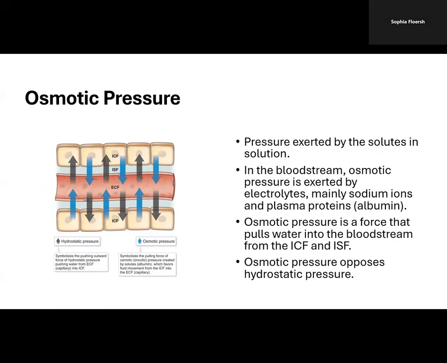By far, this is probably my favorite picture that shows osmotic pressure. It's the pressure exerted by the solutes in solution in the bloodstream. Osmotic pressure is exerted by electrolytes, mainly sodium ions, and proteins, like albumin. Osmotic pressure is a force that pulls water into the bloodstream. So you see how it's pulling it in from the intercellular fluid and the interstitial fluid. Osmotic pressure opposes hydrostatic pressure. You see how hydrostatic pressure is pushing outwards, and osmotic pressure is pushing inwards.